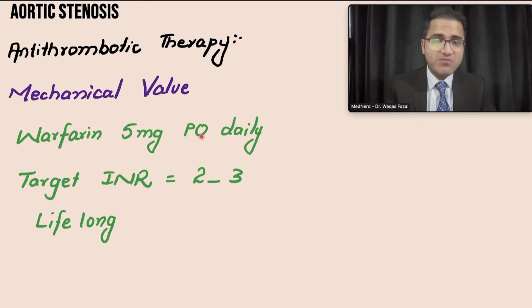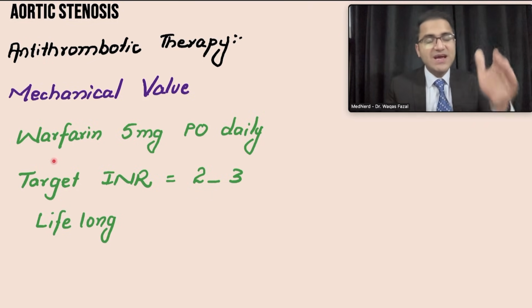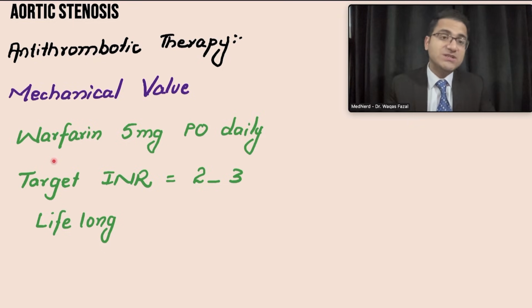Warfarin 5 mg per orally daily is given, and a target INR is kept between 2 to 3, and it is given lifelong. Remember, before starting warfarin, you have to give a heparin bridge. For the first 7 days, you give heparin like enoxaparin, low molecular weight heparin, and once you have achieved an INR of 2 to 3, then you start warfarin. And you tell the patient that they have to monitor the PT INR.